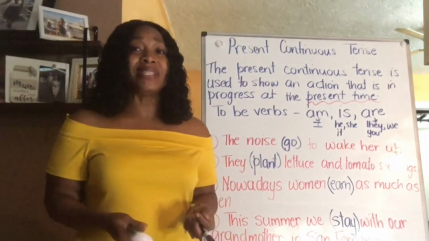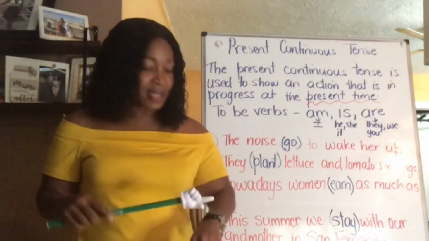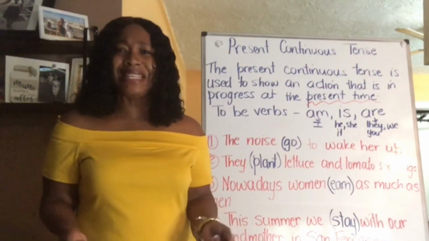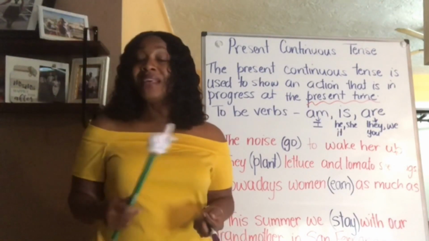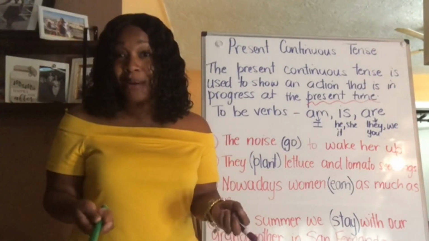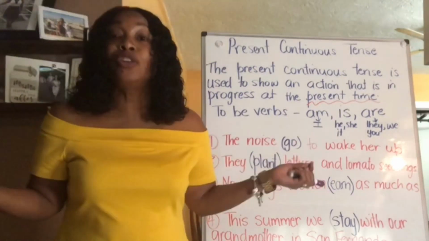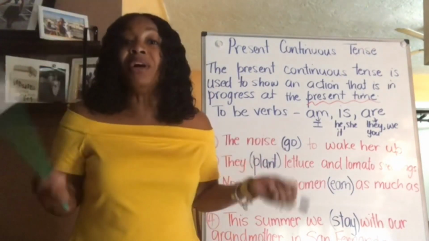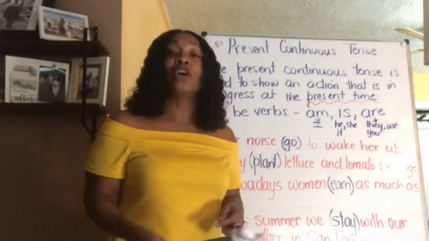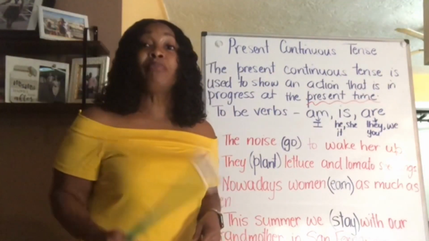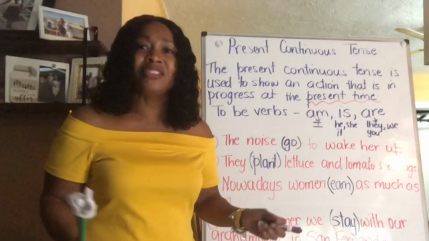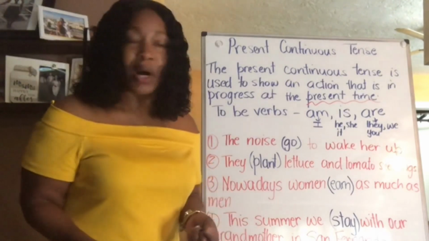Now when I say at the present time, I don't literally mean, oh, it's Wednesday at 2:02 p.m. August 18. No, the present time can refer to this minute, which would be 2:02 on August 18. It can refer to this year, 2020. It can refer to this month, August. It can refer to this week. So present continuous refers to actions that are in progress at the present time. But think about the present time as this year, this month, this week, and so on.